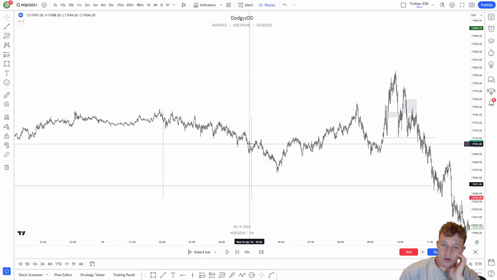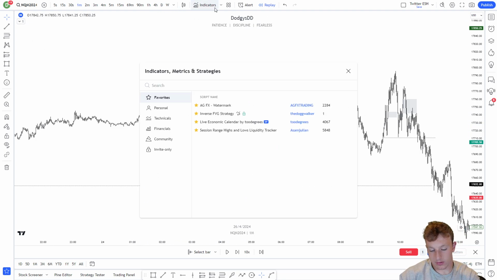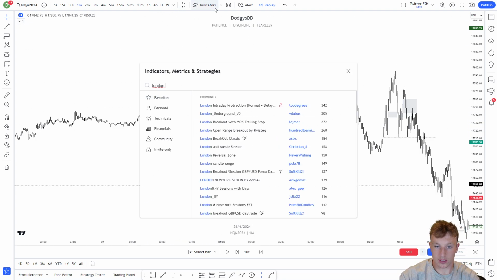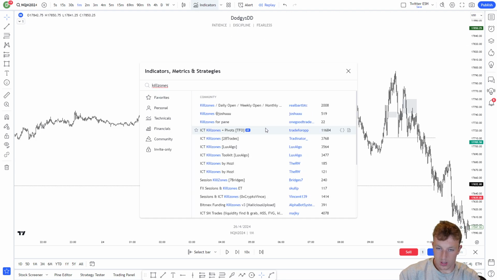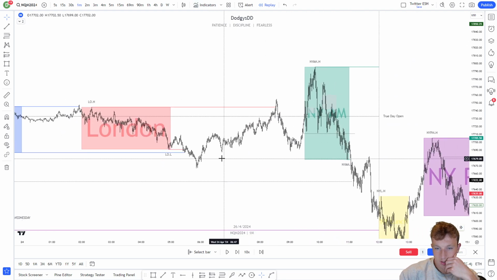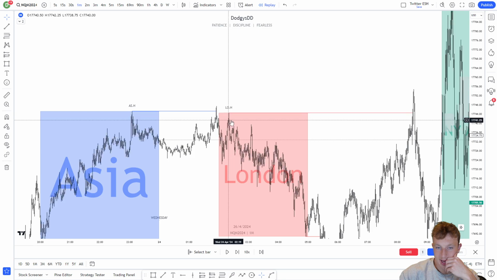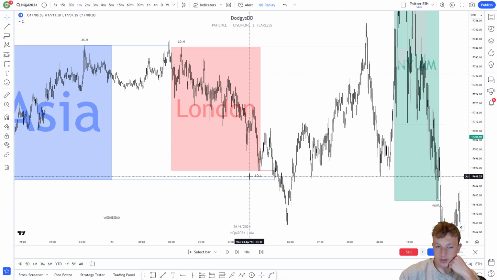Now, the next liquidity pool is London high and London low. I don't use this as much, but it's definitely another liquidity pool you can use. So we're just going to open up the kill zones indicator, and you can see London high is always going to be marked on this, and London low is going to be marked on this.